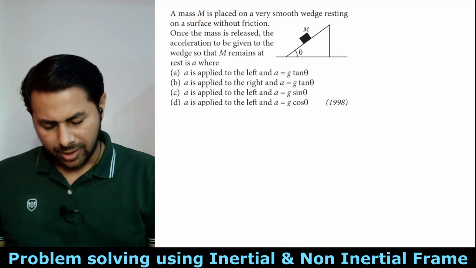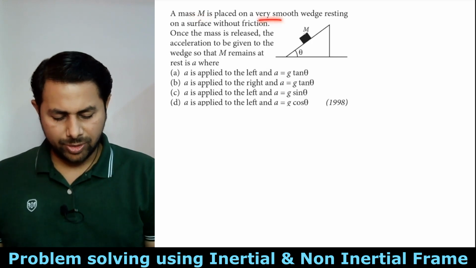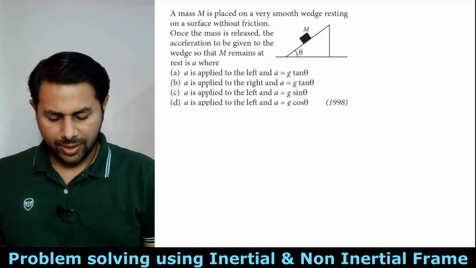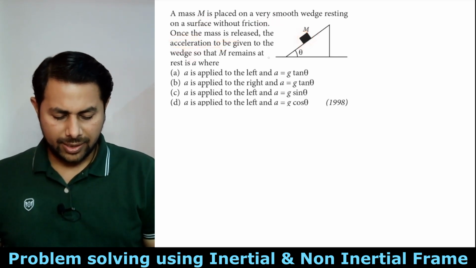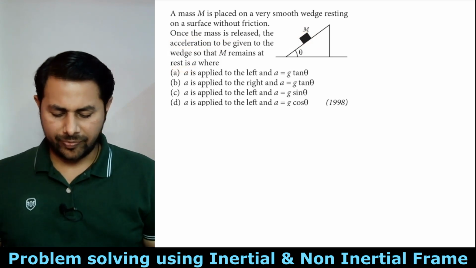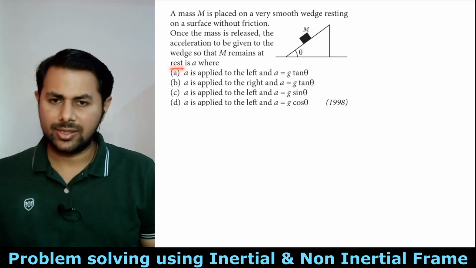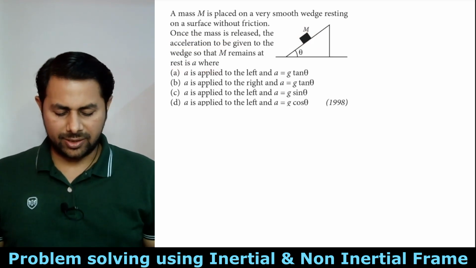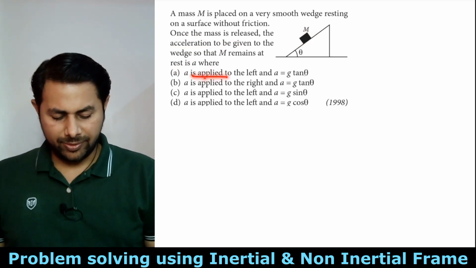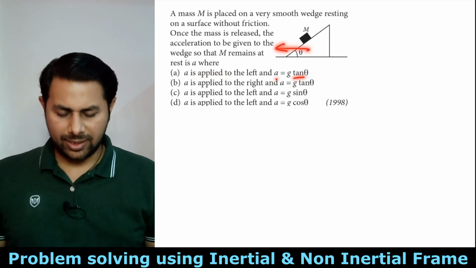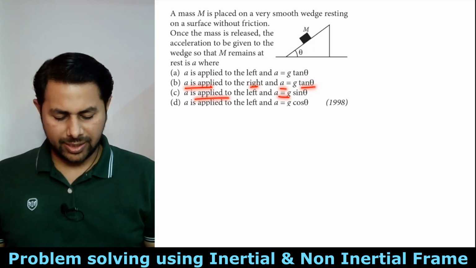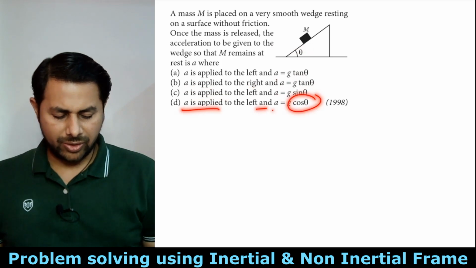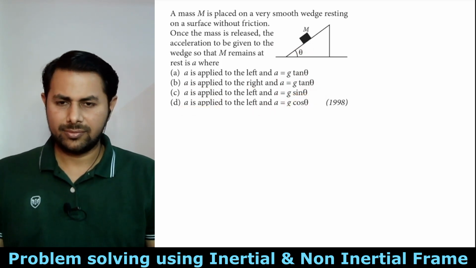Now you will tell me this. A mass m is placed on a very smooth wedge resting on a surface without friction. Once the mass is released, the acceleration to be given to the wedge so that m remains at rest is a. So what is a? This is the question. A is applied to left and a is equal to g tan theta. A is applied to right and a is equal to g tan theta. A is applied to left and a is equal to g sin theta. A is applied to left and a is equal to g cos theta. Which one is correct? Tell me.